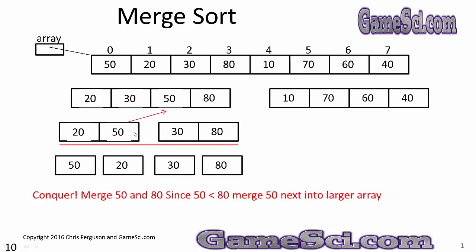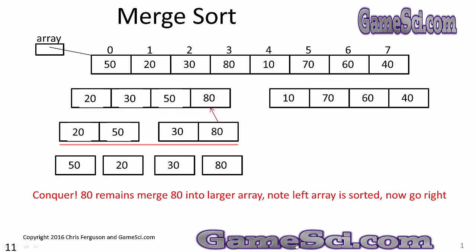Conquer. Merge 50 and 80. Since 50 is less than 80, merge the 50 first. What we're looking at is both arrays. What is left in both arrays? 50 is the smallest item that hasn't been merged, so 50 merges next. Finally, the conquer of 80. 80 is the only thing that remains. Merge the 80 into the larger array.